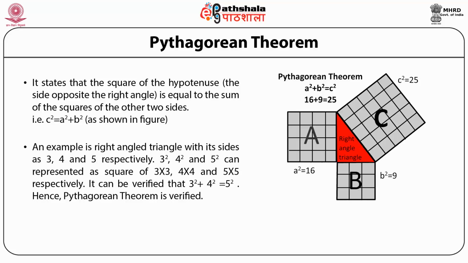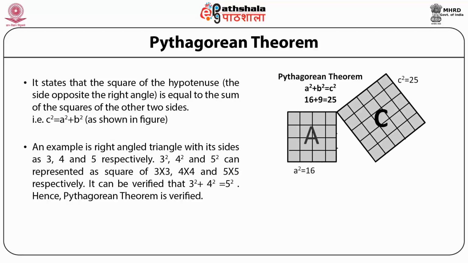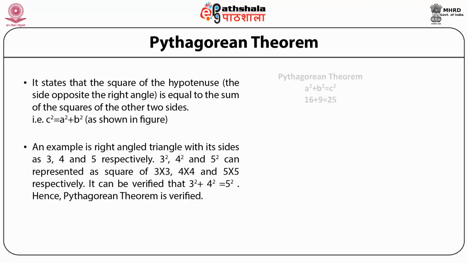So let us add the squares: 3 squared, 4 squared and 5 squared. We can see that the sum of the squares of the sides, 3 squared plus 4 squared, will be equal to 25, and 25 is also the same as 5 squared, which is the hypotenuse squared.